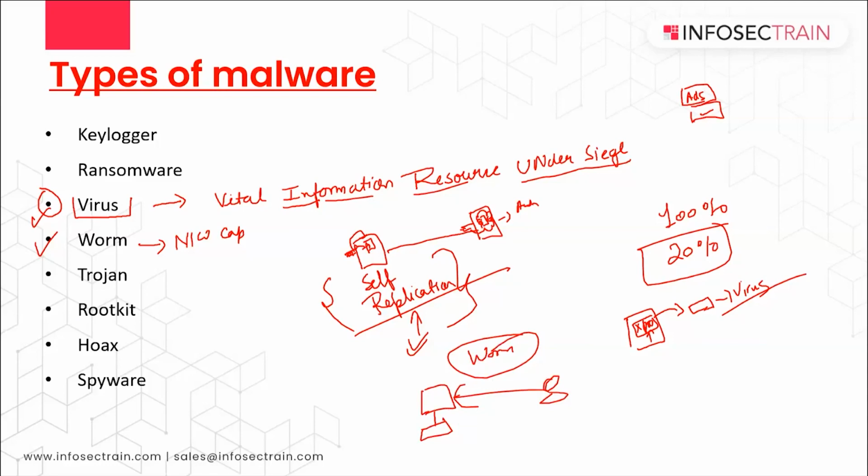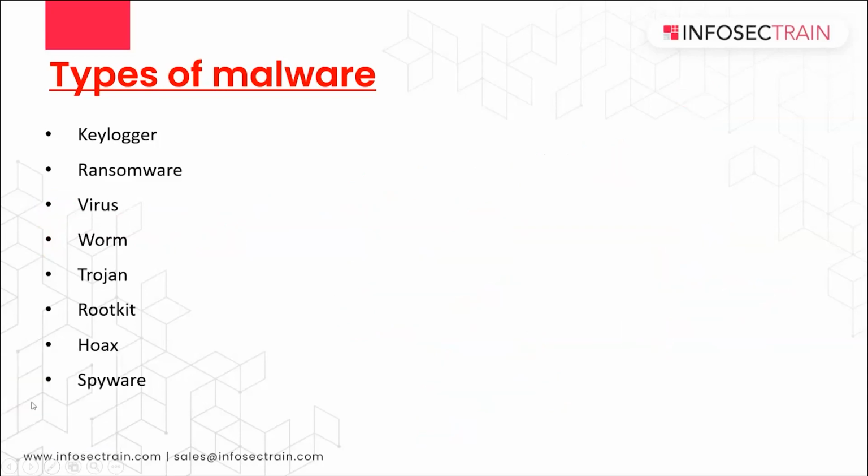In many certification exams, there is a question: what is the difference between a virus and a worm? The biggest one is that for starting the self-replication process, a worm doesn't require any human interaction. That is the one thing.